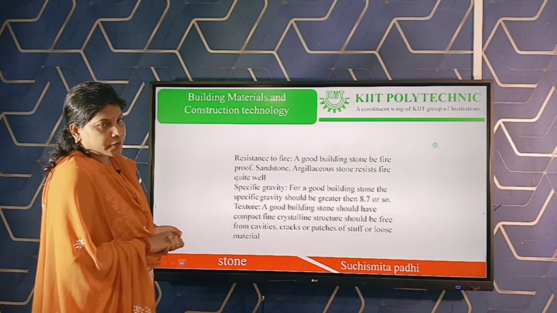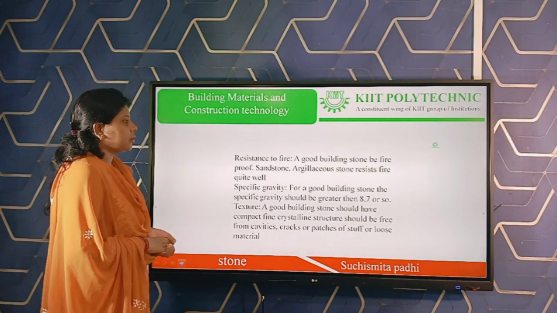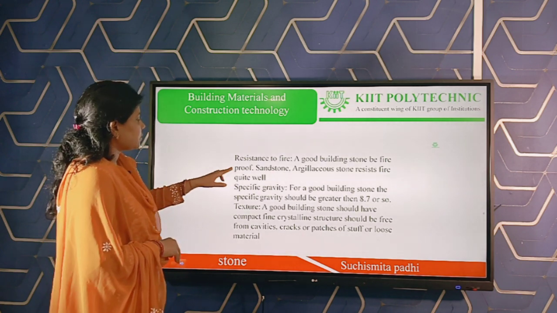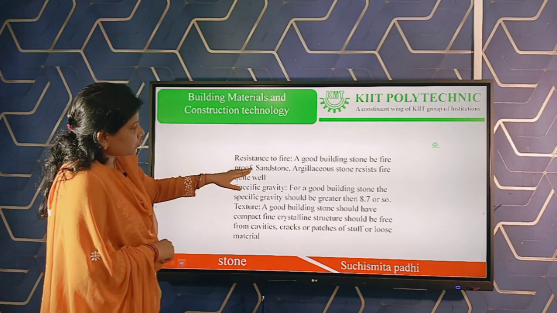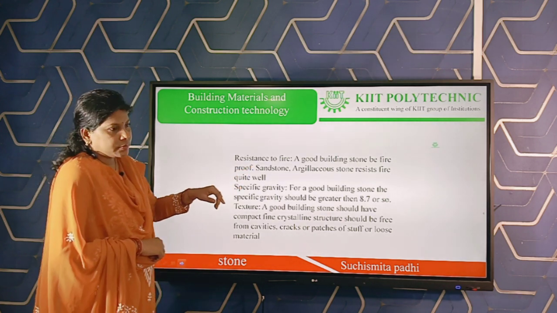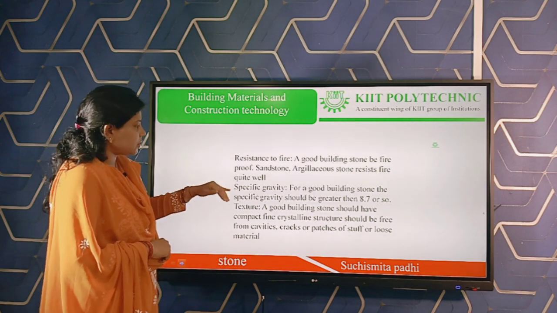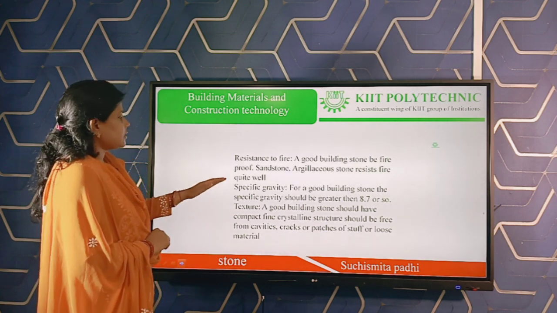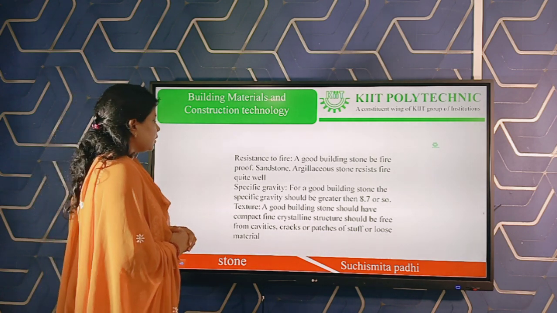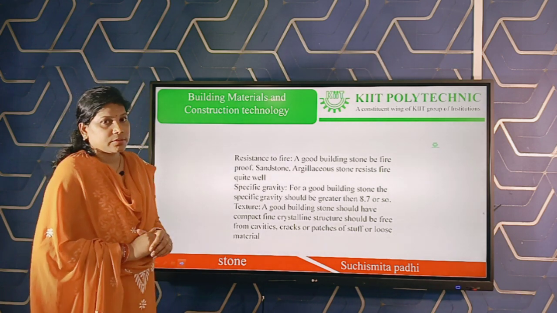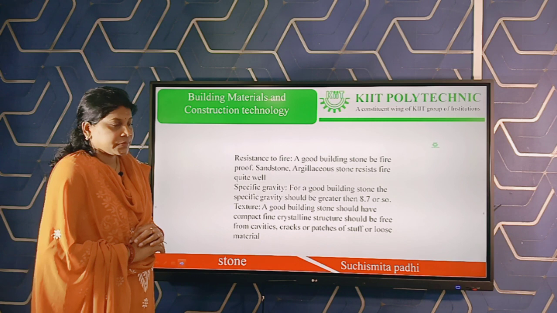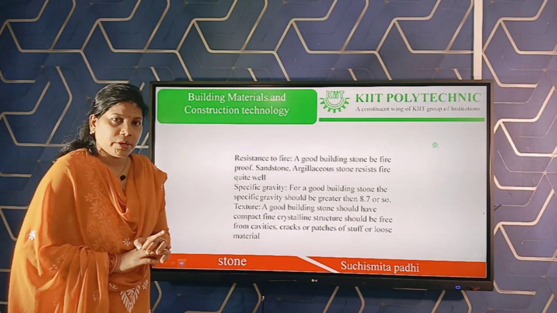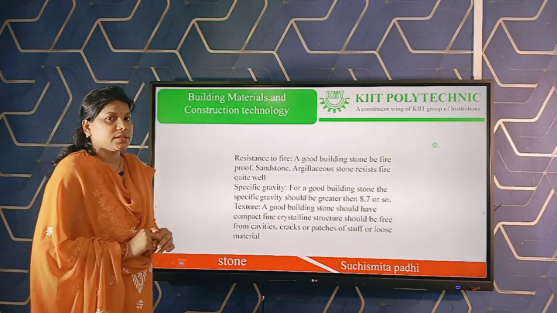Next is resistance to fire. A good building stone must be resistant to fire. It must be fireproof. Sandstones and argillaceous stones resist fire quite well. Next is specific gravity. For a good building stone, the specific gravity should be greater than 2.7. If it is low, then we can't use it as a building material.